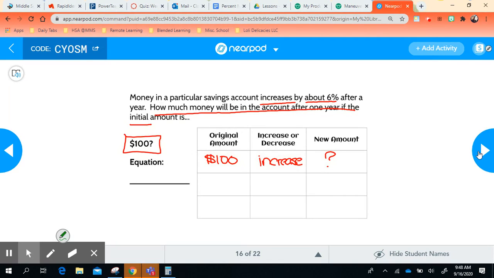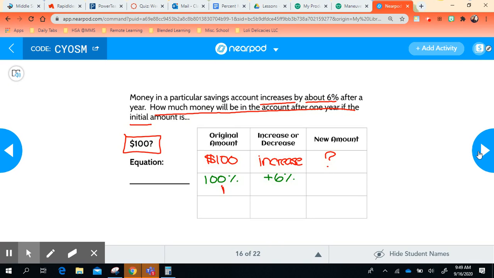100%. So we have 100%, which as a decimal would be what? 1. So I'm going to write that 1 down here in red. I'm going to keep our percents in green. Okay, so we increased by how much? 6%. So I'm going to put plus 6% because we're doing 100% plus 6%.